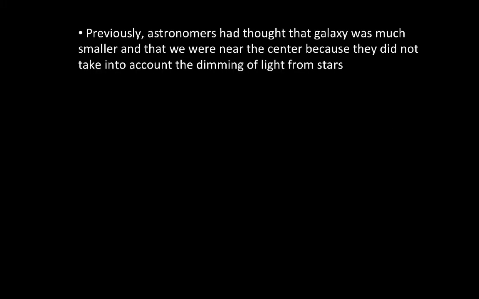A final step to getting the true scale and size of the Milky Way came in realizing that starlight was being dimmed by passing through the interstellar medium. Previously, astronomers underestimated the size of the galaxy because they took the brightness of the stars that they saw to be their true brightness rather than the brightness dimmed by the intervening matter.